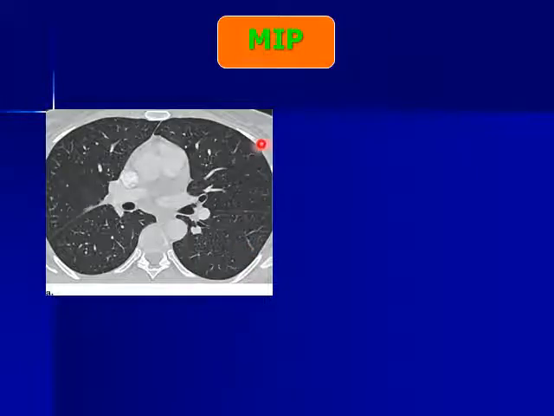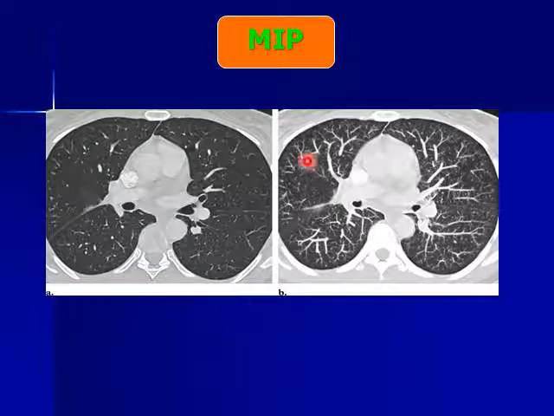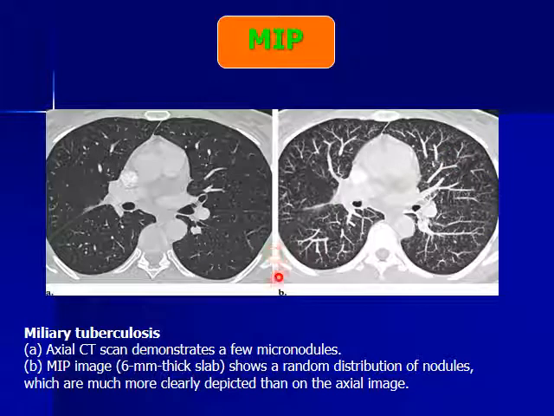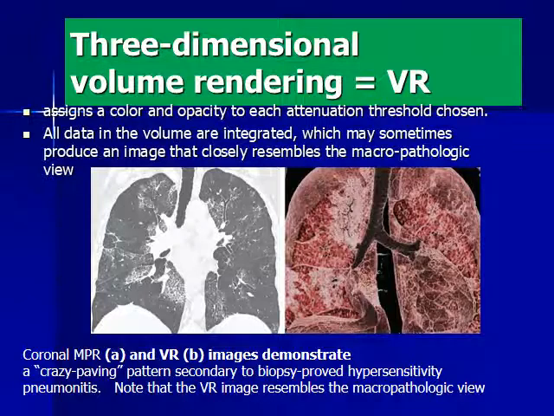Another example, this is a high resolution CT, thin slices at 0.5 millimeter. For me, this is totally normal. But when we do MIP for this image, we can see now there are numerous tiny miliary nodules. This is a case of miliary TB that can be easily missed in this non-MIP image.